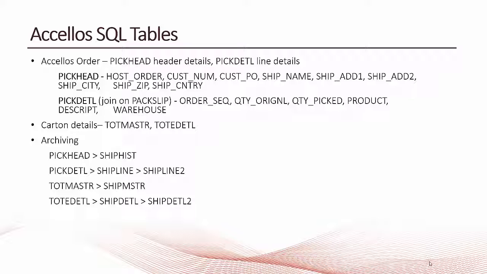Then there are additional tables which hold all the carton details, and that's Tote Master, which is the header, and Tote Detail, which holds all the detail information.